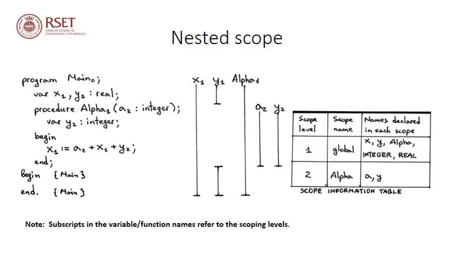And just look at the diagram shown in between the code and the scope information table. There you can see that the scope of variable X is throughout the whole program. It's not getting hidden anywhere because we do not have another variable named X anywhere in the program. However, this is not the case with the variable Y.